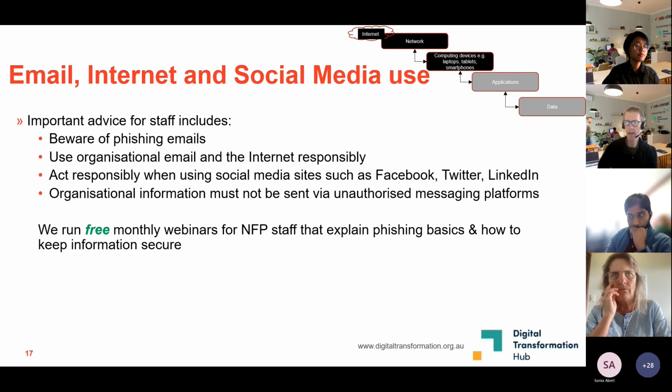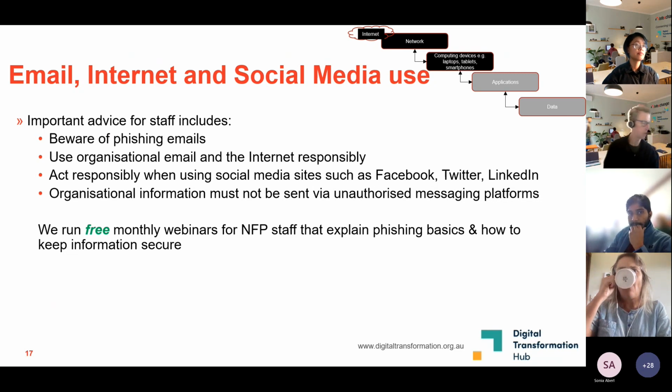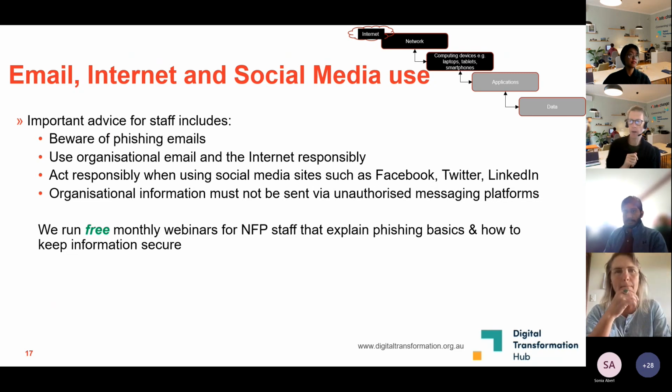The challenge we have is ensuring staff understand and are aware of how to spot phishing emails, and we'll cover this in a slide or two as well. It's critical because this is still one of the biggest entry points we see into organizations. Non-profits and commercial organizations have exactly the same issues: they don't always have the time to read and think fully, and the hackers can be quite clever in the way they phrase their emails. So it's really important that staff know how to spot a phishing email, how to use organizational email and the internet responsibly, and also ensure that information is not sent via unauthorized messaging platforms.